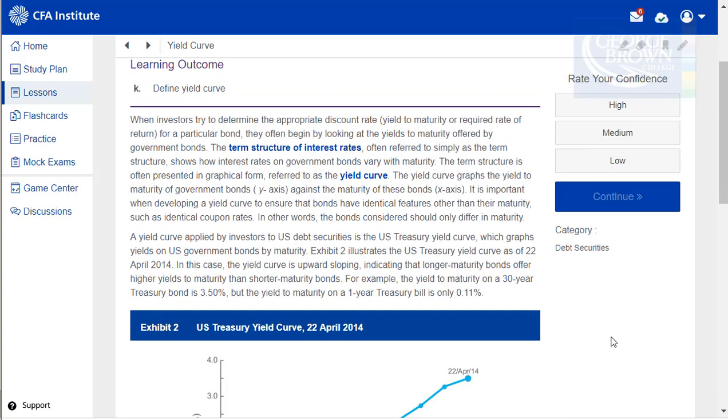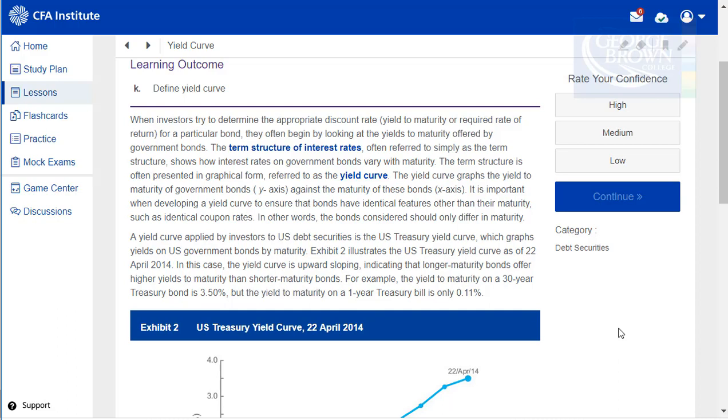Then, just reading quickly from the text, when investors try to determine the appropriate discount rate, yield to maturity, or required rate of return for a particular bond, they often begin by looking at the yields to maturity offered by government bonds, okay? And then they're going to add on to it some type of spread. If they're looking at a corporate bond, there's going to be a credit spread. Corporate bonds are more risky than government bonds.